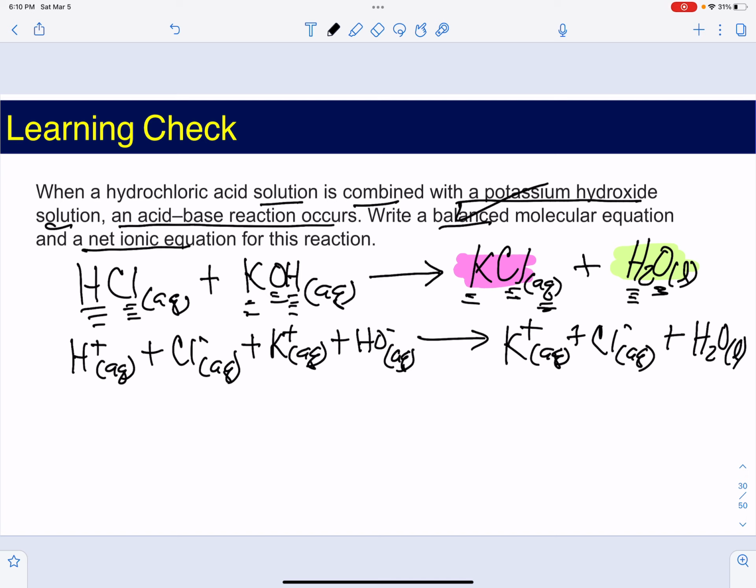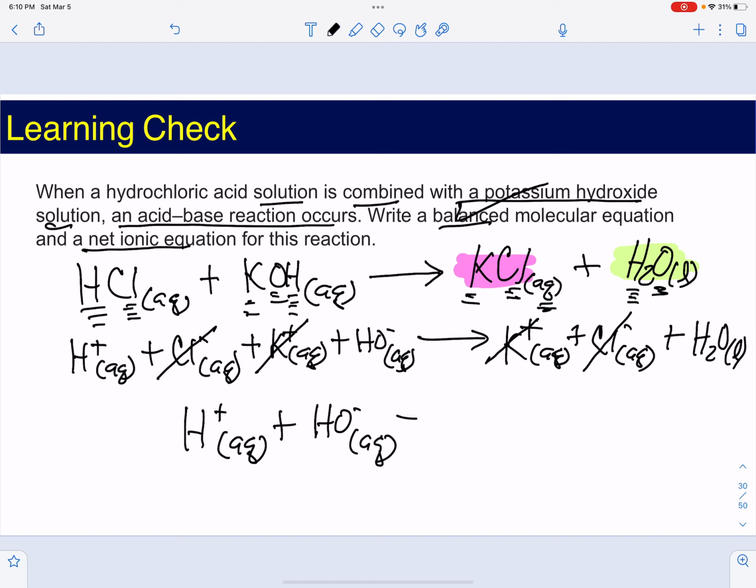So you're going to have to eliminate anything that appears on both sides. The H plus, I don't see it on the other side. The Cl negative, I see it. So this and this is a spectator ion, so it doesn't participate in the reaction. The same with the potassium. So the only thing that remains is H plus aqueous plus hydroxide aqueous, producing liquid water, and it's balanced. This is my net ionic equation.